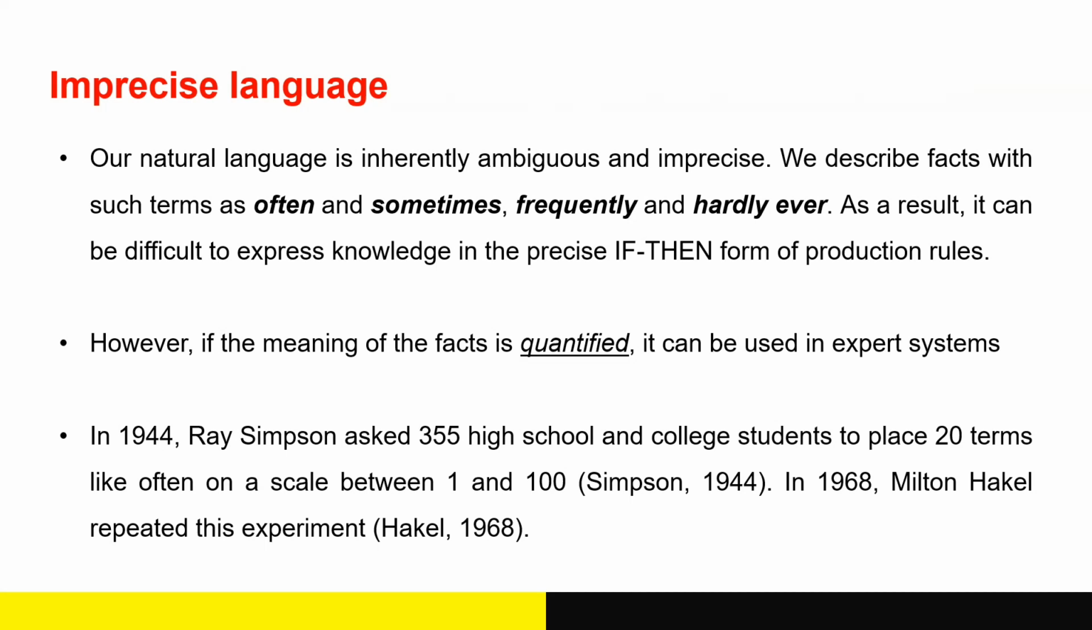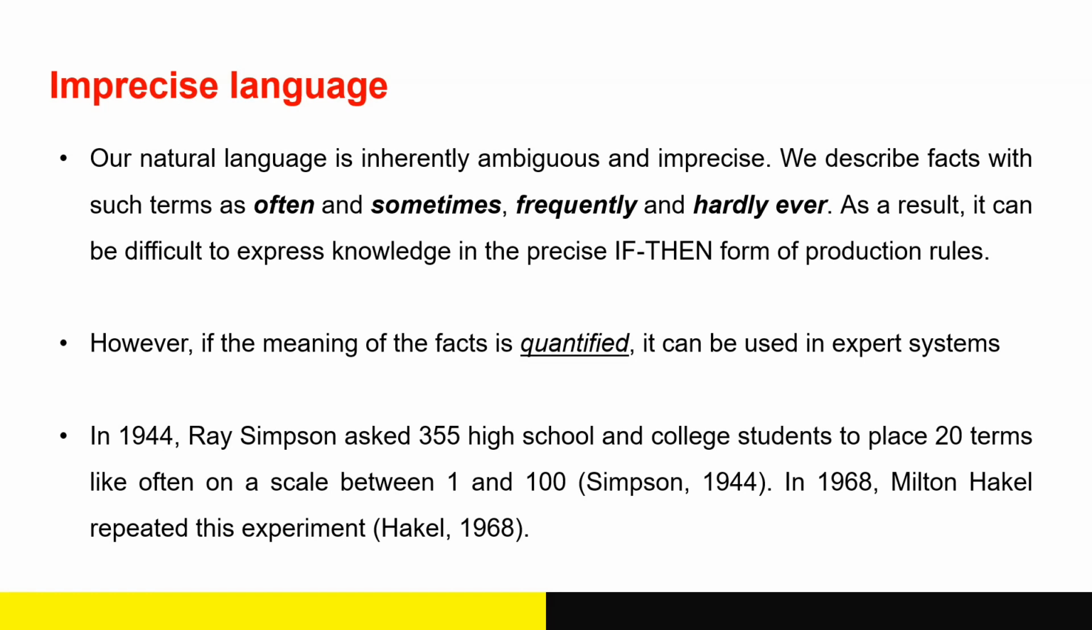Example, let's use often in a fact. So, if it often rains, then take an umbrella. Doesn't it become ambiguous or unclear because of the word often, which can have multiple meanings? However, if the meaning of the facts is quantified, it can be used in expert systems. So, for example, we can assign a value of 0.9 to the fact, it often rains in Manila. So it means that we are 90% confident that it rains in Manila most of the time. By quantifying the meaning of facts, we can make them more precise and easier for computers to understand.